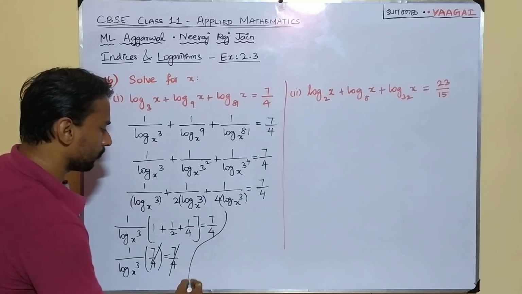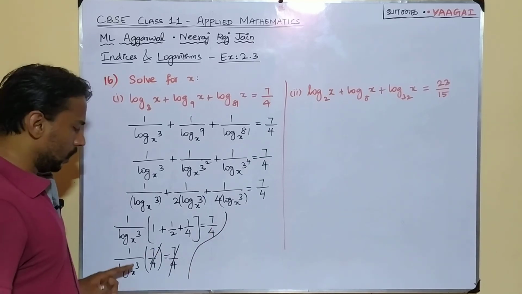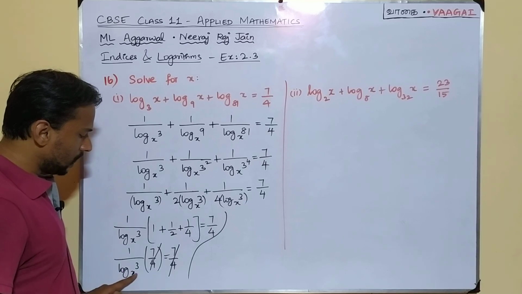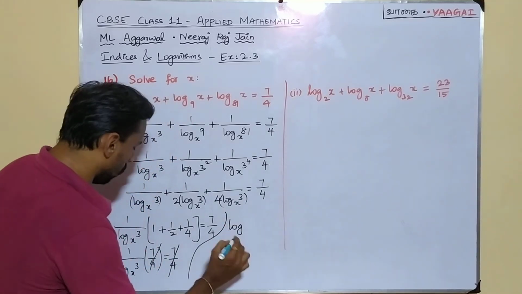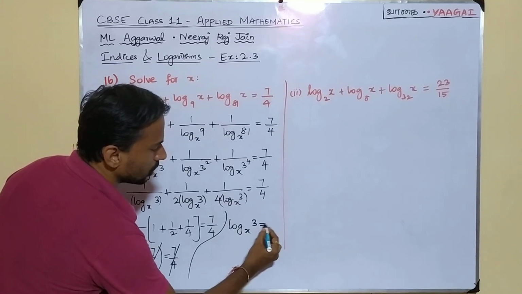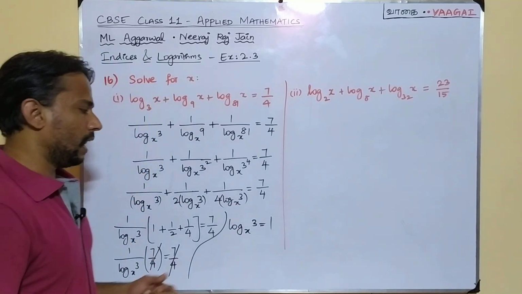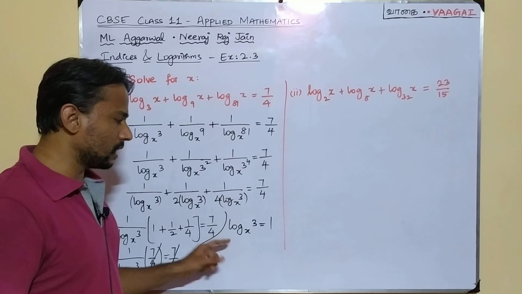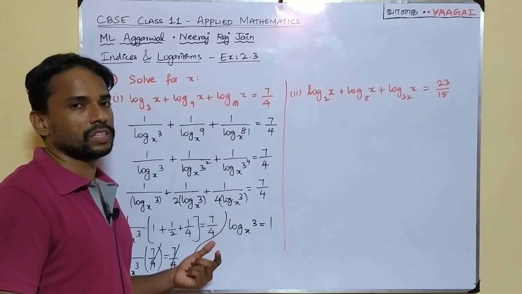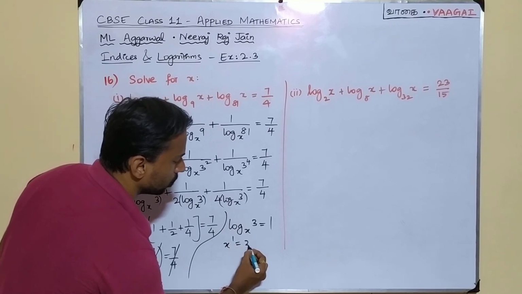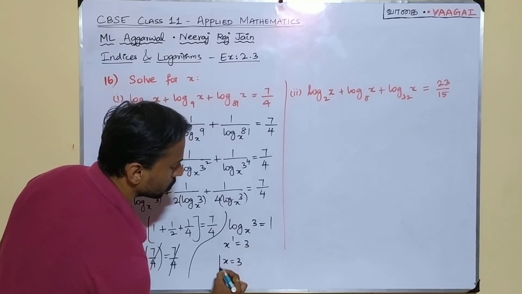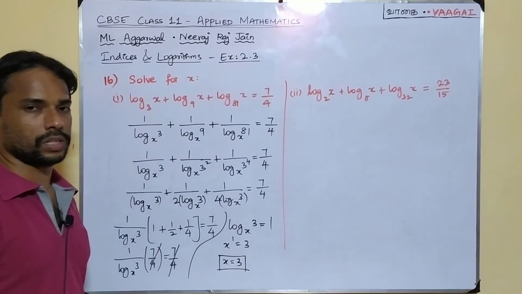So finally what we have? Now we will be getting 1 by log of 3 base x is equal to, right hand side is 1. So that means log of 3 to the base x is equal to 1. This is what we are getting. And now when you try to write this in exponential form, from there itself you can easily get the answer. What do we get now? x to the power 1 is equal to 3 and hence x is equal to 3. This is going to be the answer for our first subdivision.